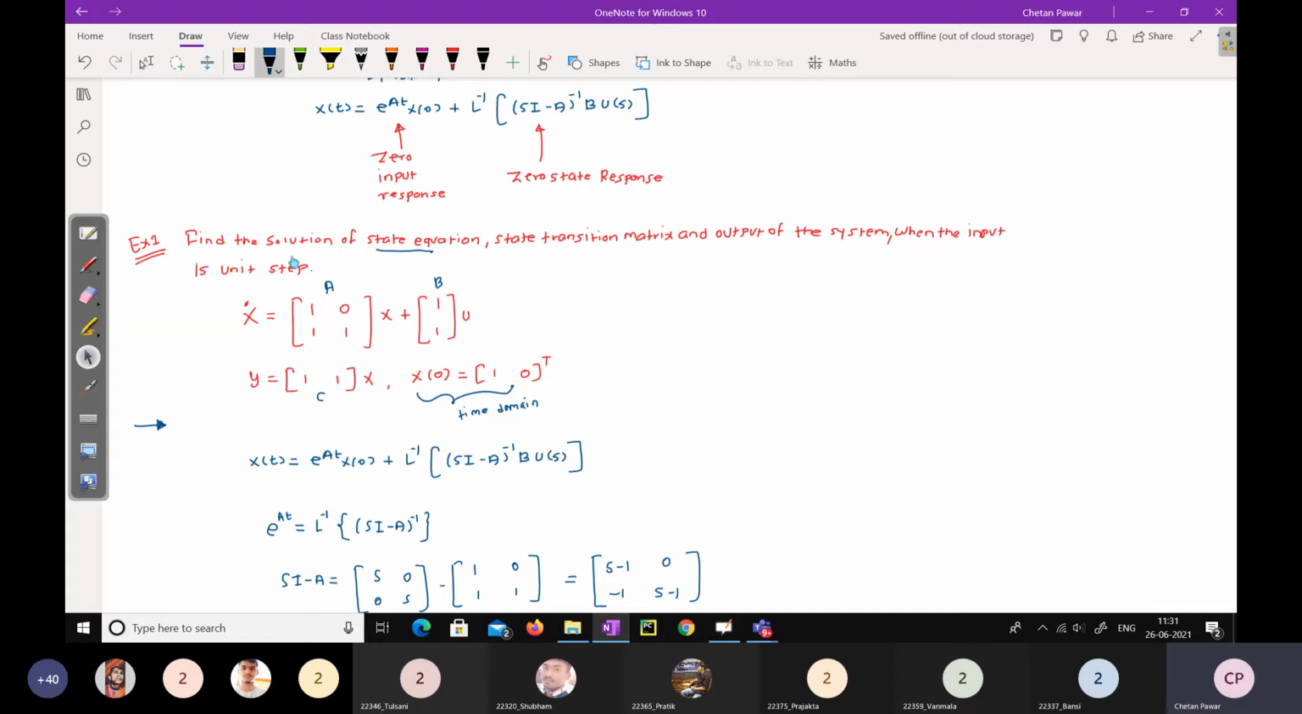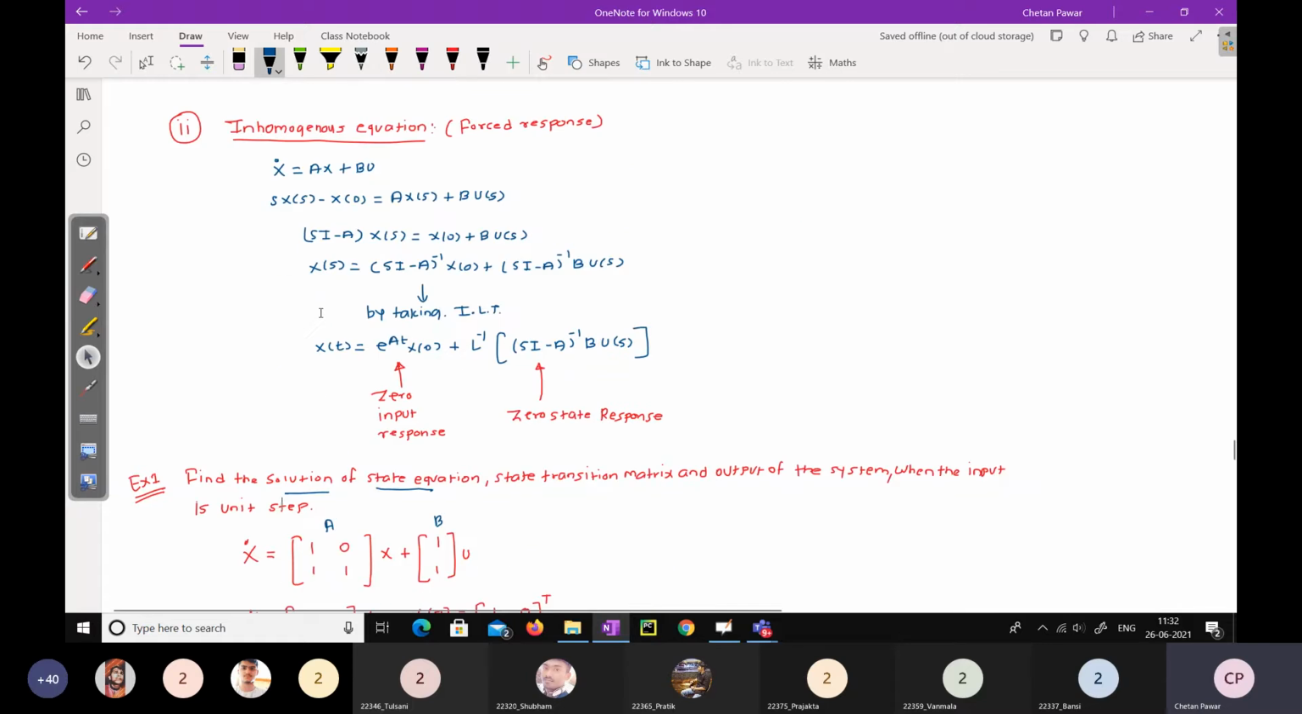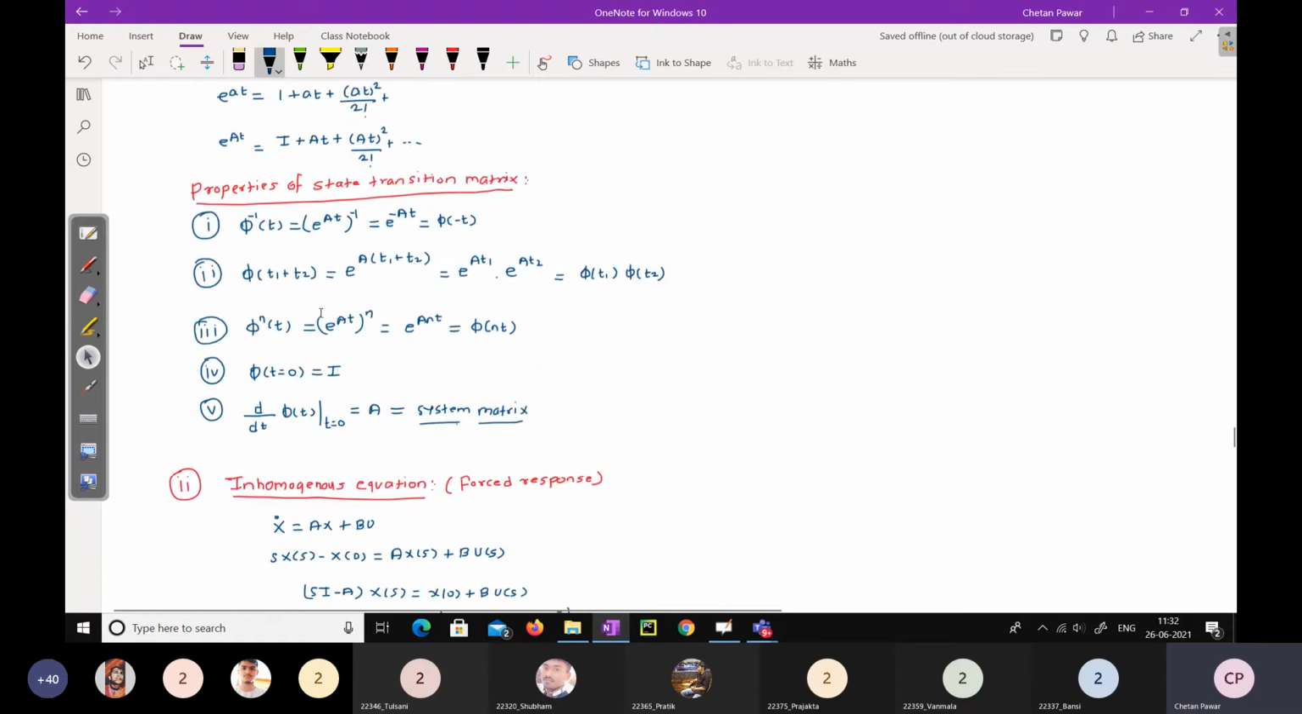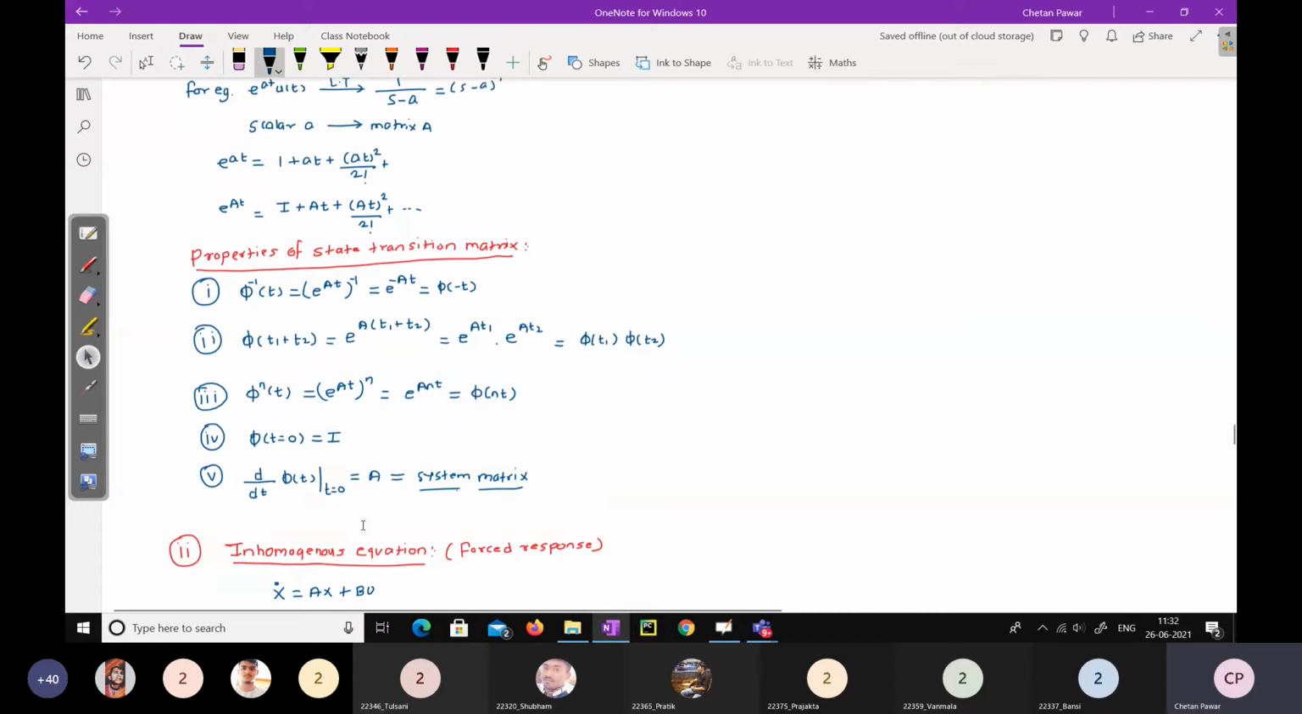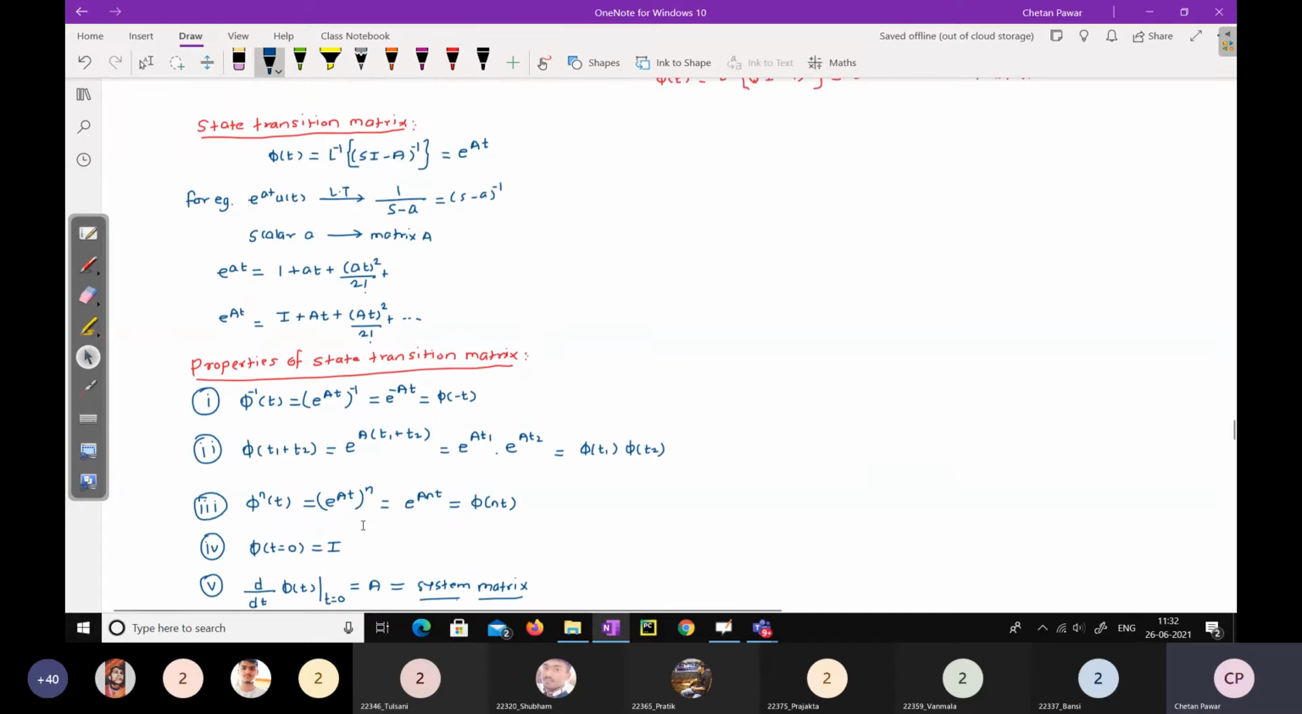So is this a homogeneous system or an inhomogeneous system? What will be the equation for this system, homogeneous or inhomogeneous? You need to find a solution for the state equation. So will the inhomogeneous equation be there or the homogeneous equation be there? Which equation will be there?